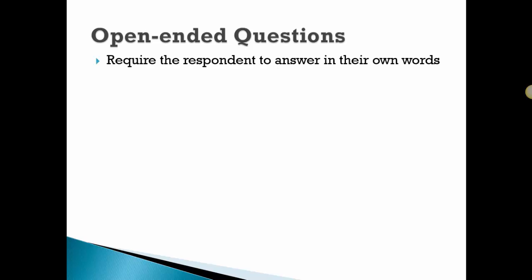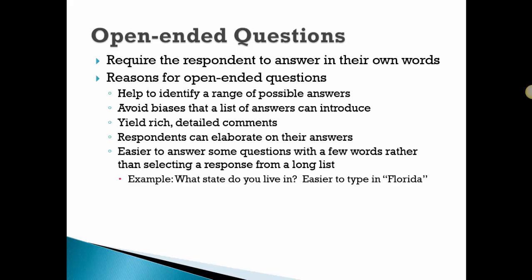And we also have other kinds of questions called open-ended questions where the respondent responds or answers in their own words. This helps you to identify a possible range of answers, avoid biases that a list could introduce. You get rich, detailed comments. Respondents can elaborate. It's easier to answer some questions with a few words rather than selecting from a long list. So if we ask, for instance, what state do you live in, rather than having a drop-down menu with 50 choices, we could just do a free text field, open-ended, and let them type in Florida.